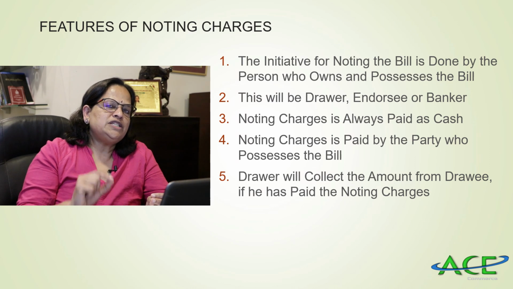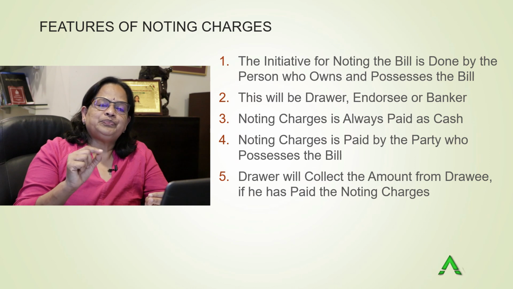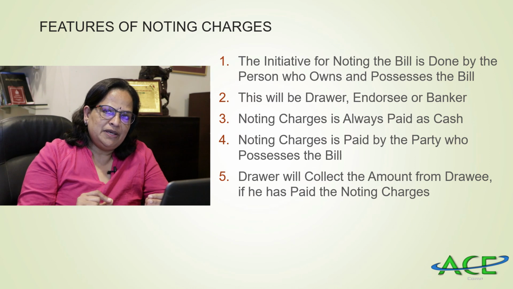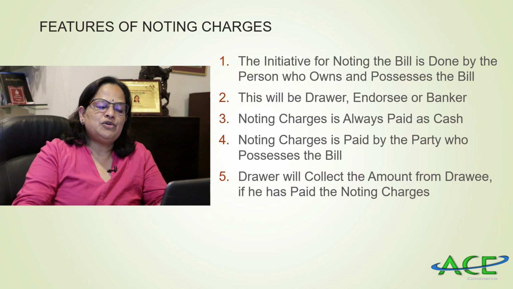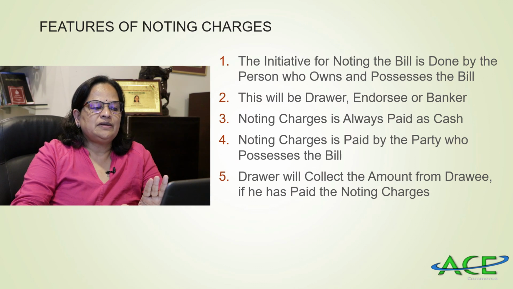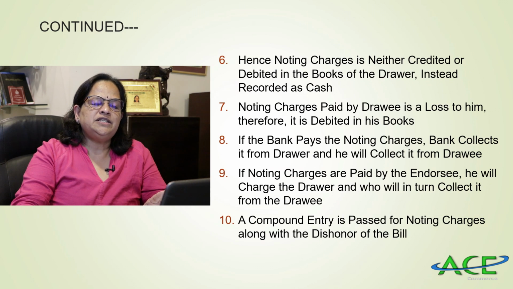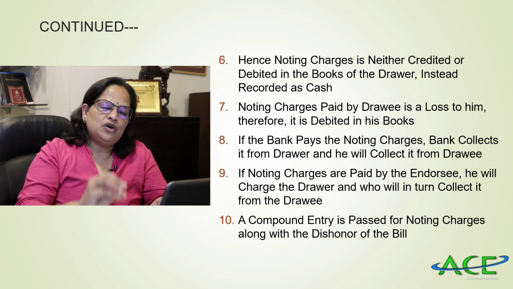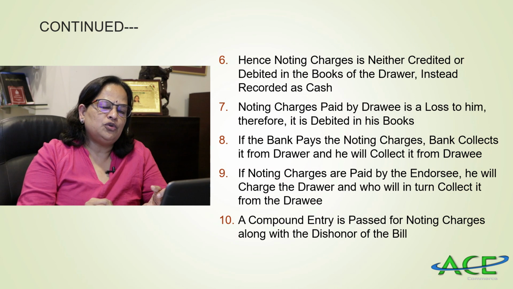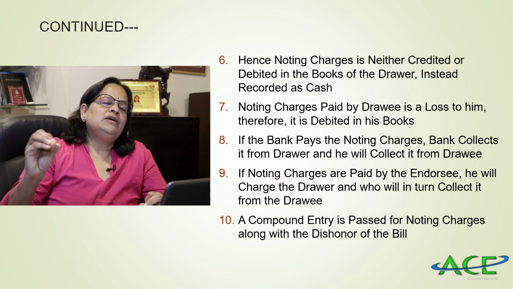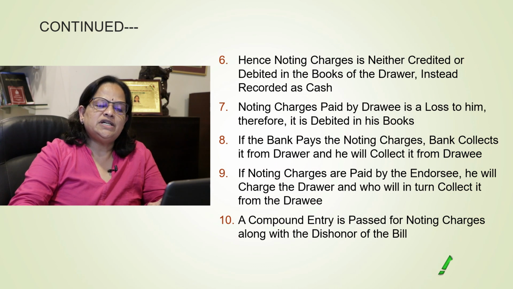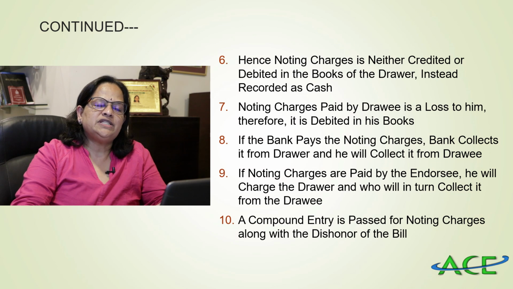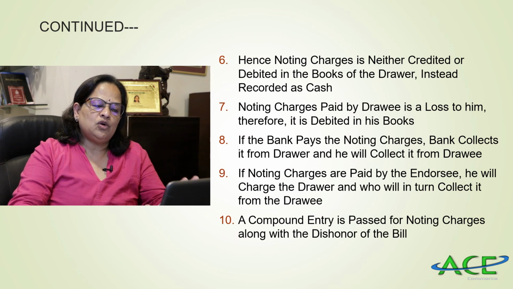So remember that noting charges are always paid as cash, and the party who is keeping the bill will make the payment, and later they will collect it from the drawee. So the drawer will collect the amount from the drawee if he has paid the noting charges. Hence, noting charges are neither credited nor debited in the books of the drawer; instead they are recorded as cash. Whoever is holding the bill has to pay the noting charges as cash. Later, when the payment is made, they will collect the bill amount plus the noting charges. Noting charges paid by the drawee are a loss to him, therefore they are debited in his books. So in the drawee's books, it's always debited.